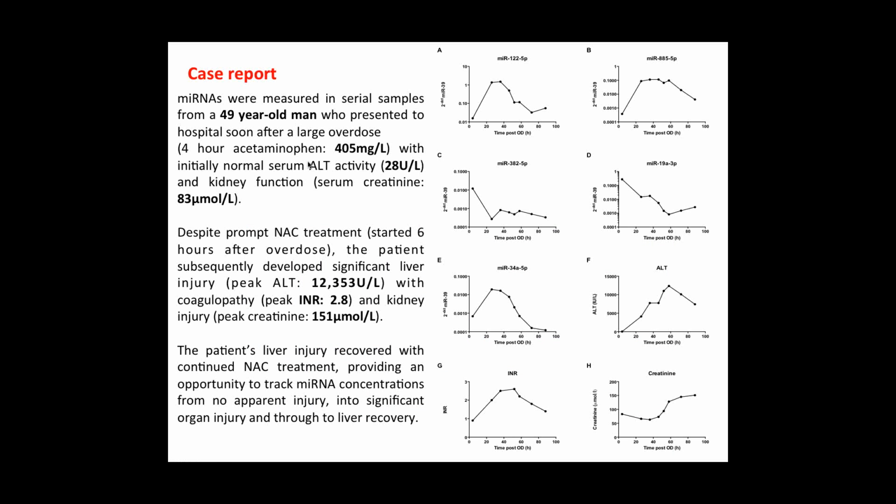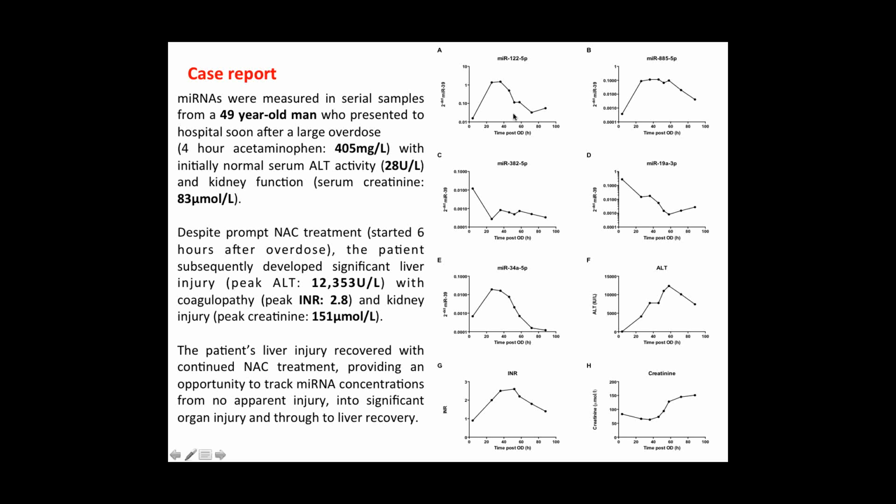So to give this data a bit of human flavour, for want of a better word, I'm going to show the profile of different microRNAs in a man who took an overdose. This is a 49-year-old man who took a large overdose of acetaminophen, with an acetaminophen level at 4 hours of 405. I don't expect people to remember this, but that's a high level. However, when he first came in, his liver function tests, the standard ones we use now, were normal. He received acetylcysteine, but he developed significant liver injury and significant kidney injury.